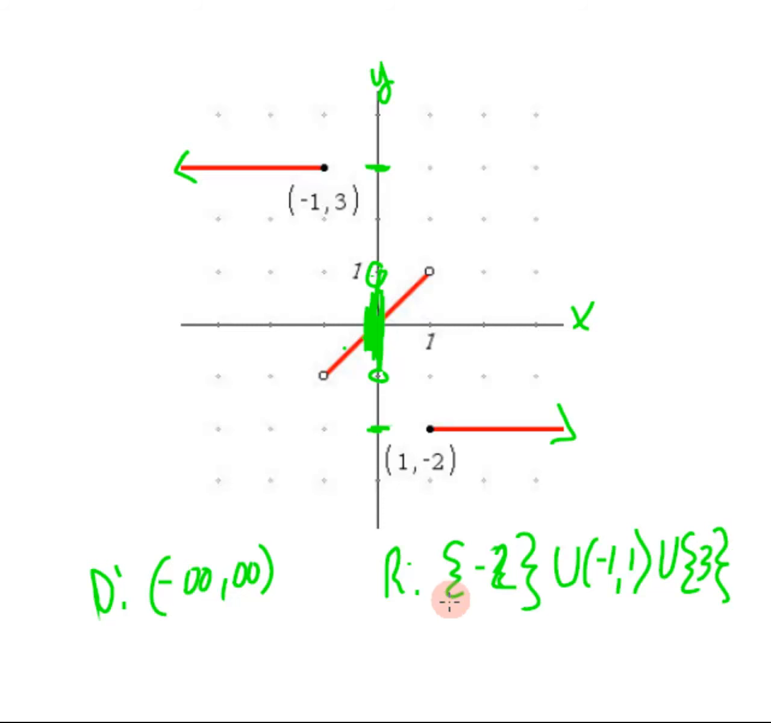The curly brackets right here are for when you list a single element or more than one element where you can count them. So I can count negative 2. It's all by itself. This is the interval notation where it says from negative 1 to 1. So then I had to list another single. See, single, negative 2, whole bunch, single again. So that's the range.